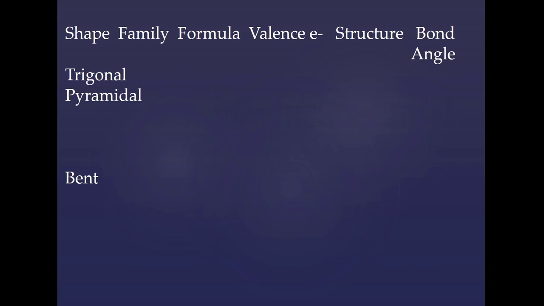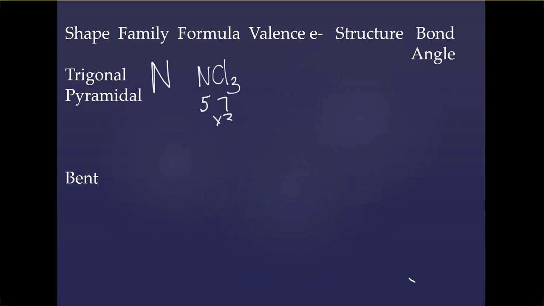Let's look at 2 more shapes. These 2 shapes are a variation of the tetrahedral. The trigonal pyramidal, the family that makes this shape is the nitrogen family. And we are going to look at the formula NCl3. So nitrogen trichloride, let's add up the valence electrons. So we have 5 valence electrons, and then our halogen has 21 total. So we should have 26 electrons.